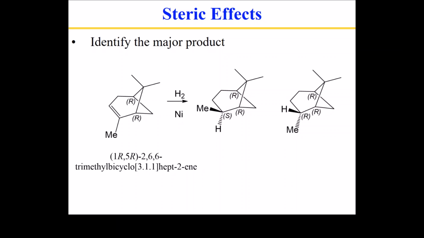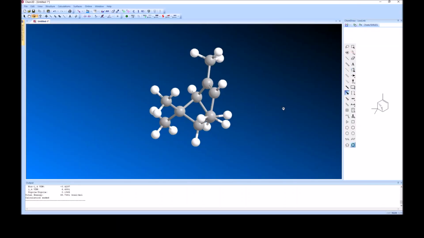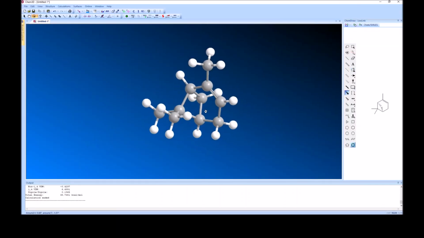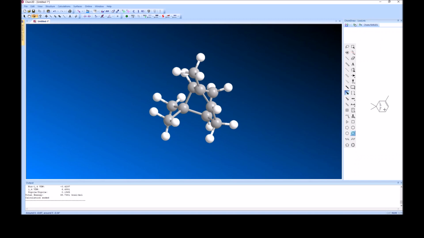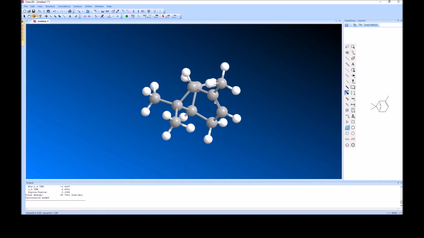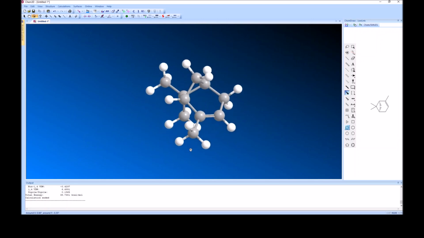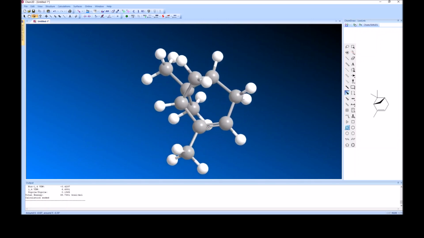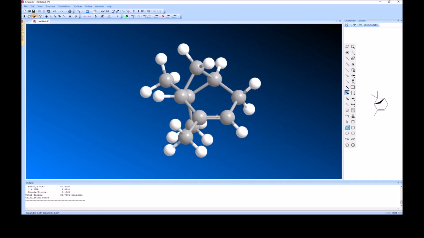In order to appreciate this probably more fully, let's take a look at ChemDraw 3D. And so here over in the 2D window, that's the exact same compound we were just looking at. Let's identify that pi bond. Here is the pi bond that we're focusing on right here. This is the pi bond.